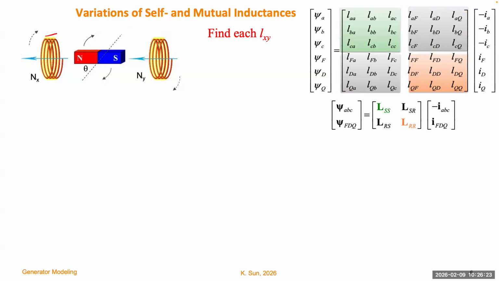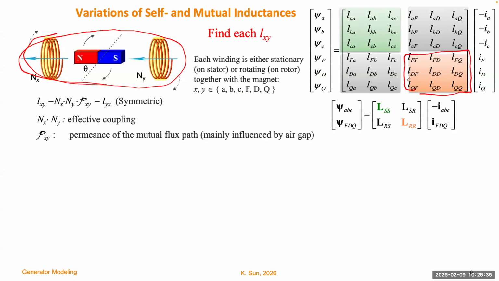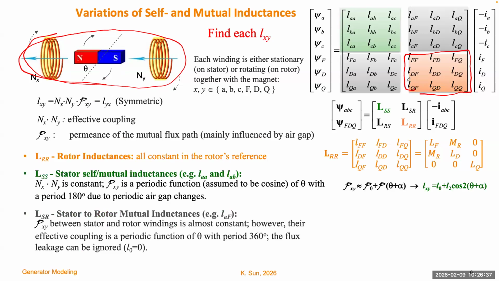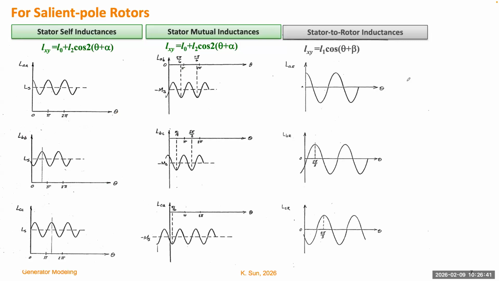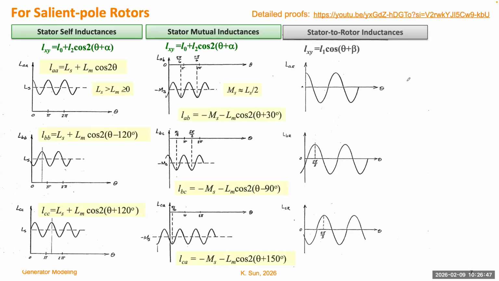And finally, for this orange block, that's very simple, because both windings are capital letters, which means they are from the rotor. So the magnet and the two windings revolve together, so everything here will be constant. And this slide just shows how each individual inductance is going to change as a sinusoid.